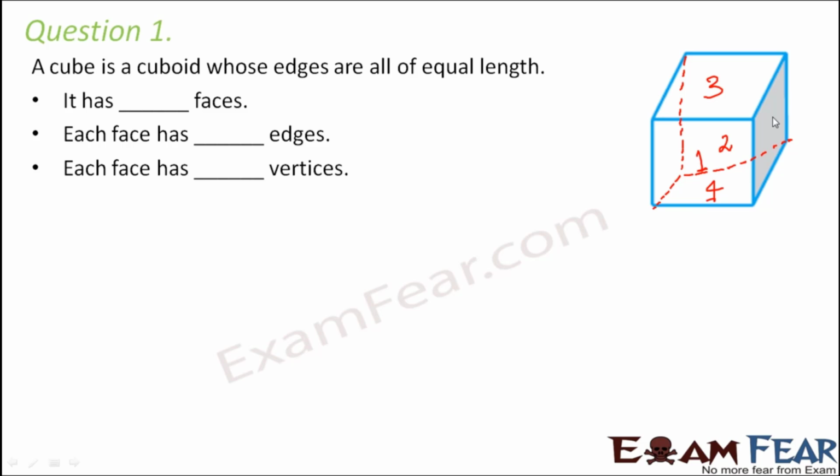Let's call that 4. This is the side face, which is 5. So similarly, this side also you will have a side face, which is 6. So total how many faces? We have 6 faces, and each face is a 2-dimensional square.